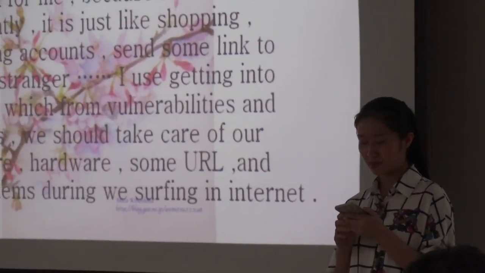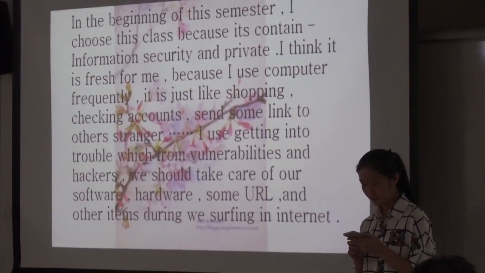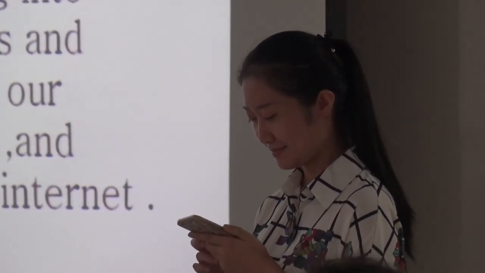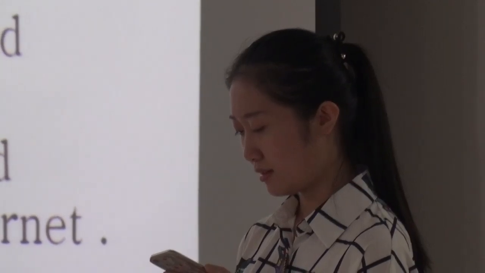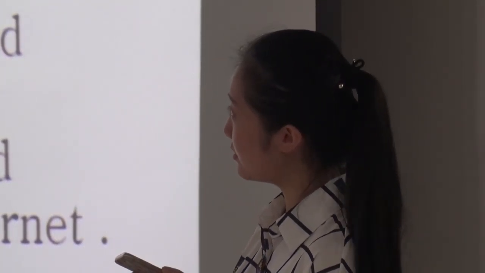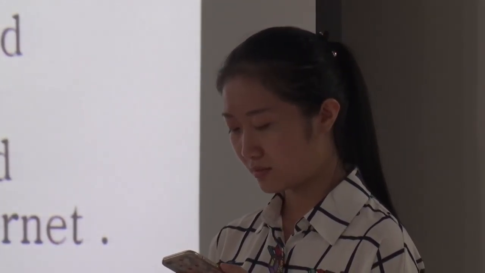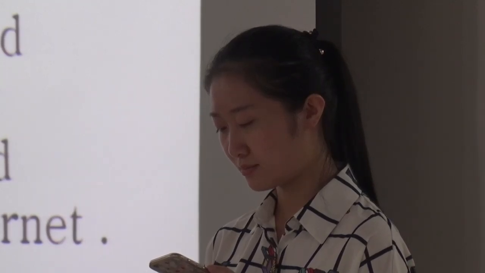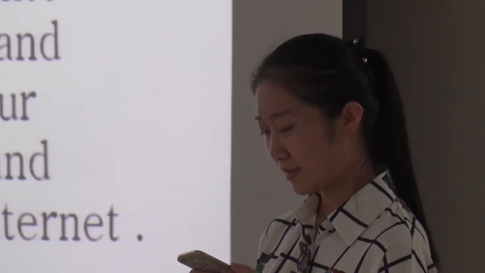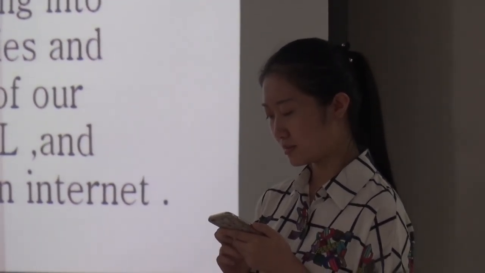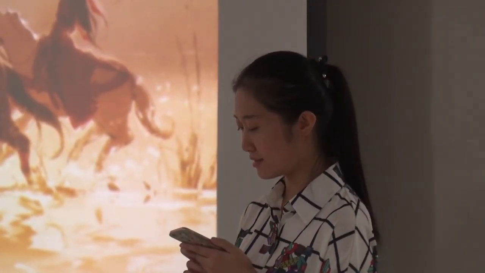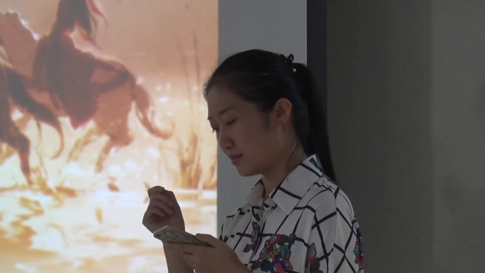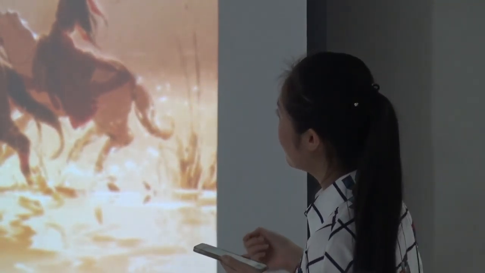This class, because of its content, information security and privacy, I think it's fresh for me. Because I use computing reference, it's just my relationship account. Send something to stranger. I use creative into troubles with vulnerabilities and hackers. We should take care of some of our software, hardware and URL. It sounds a little bit complicated. But we know that we should take care of it, the risk of web system is everywhere. This is the second part.